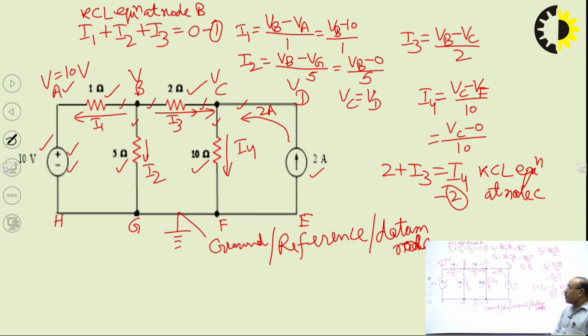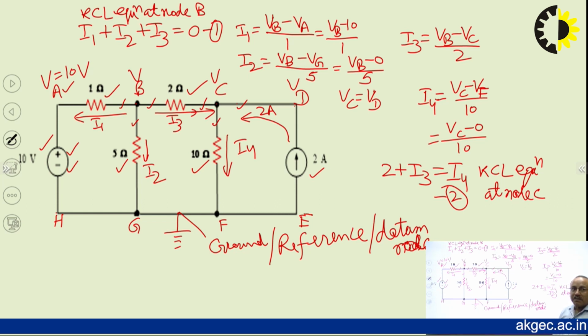Like in the 2 ohm branch, suppose we want to find the current. The current will be given by VB minus VC by 2 in the direction B to C. Or if you want to find it in the C to B direction, that will become VC minus VB by 2. That way we are able to find current in any branch, and from that we can also find power in the branch. Like in the 2 ohm branch, the power will be the current in the 2 ohm branch squared into 2 ohm, since power is given by I square R. So this is the procedure to find this.